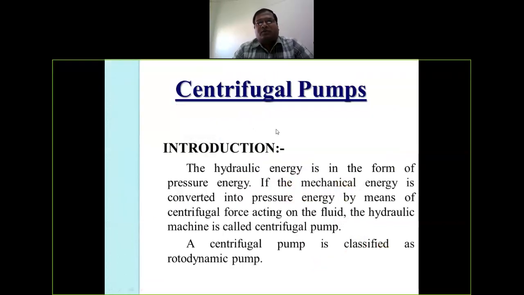Now first of all, before we start our discussion, we have to understand the meaning of centrifugal pump. You can see here I have written: if the mechanical energy is converted into hydraulic energy in the form of pressure energy by means of centrifugal force acting on the fluid, the hydraulic machine is called a centrifugal pump. It is a very simple definition, and a centrifugal pump is classified as a rotodynamic pump also.